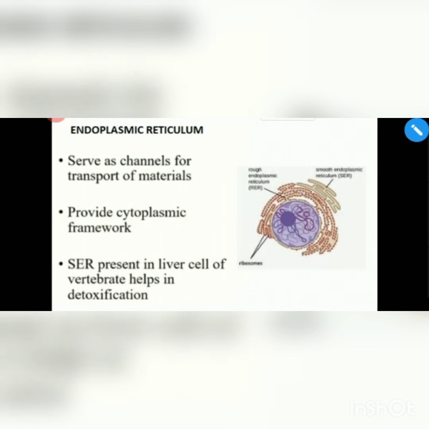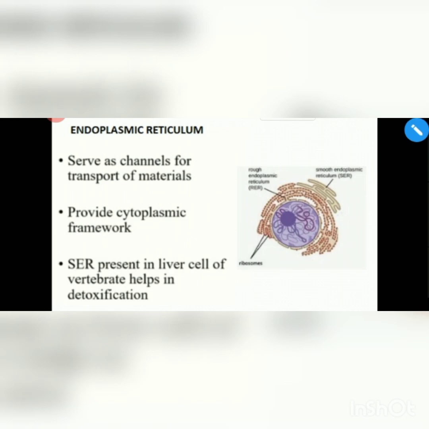Next, it will be providing a framework. What is a framework? Now, a framework means a supporting structure. Like the skeleton provides a framework to our body. Just like that, the cytoplasmic framework is provided by the endoplasmic reticulum. That is, it will provide a supporting structure.